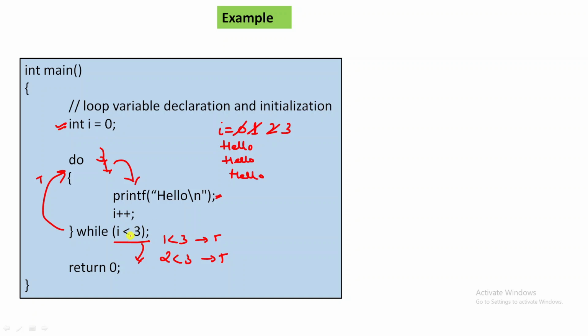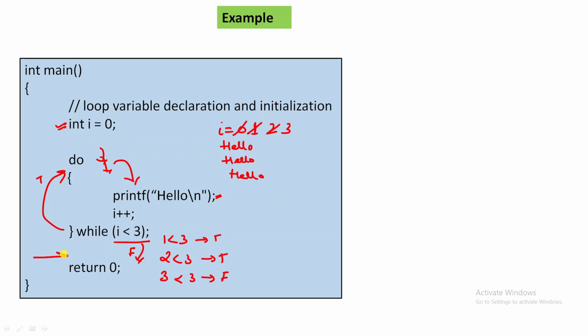Now I has become 3, and this condition checks that only as long as I is less than 3 will it be true and we will go up into the do while loop body. But now I is equal to 3, and 3 is not less than 3, so it is false. Now this condition is false, so we'll come outside the body.